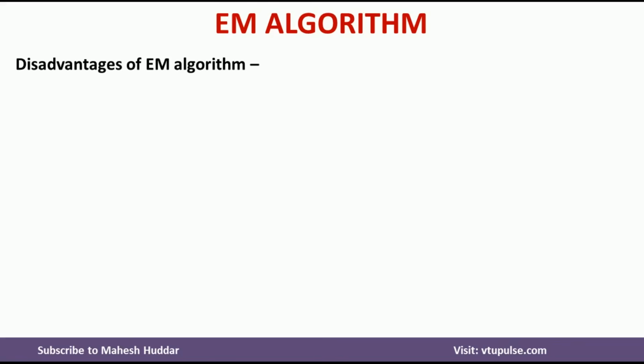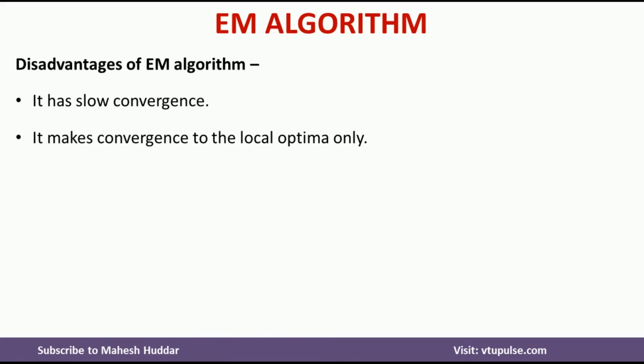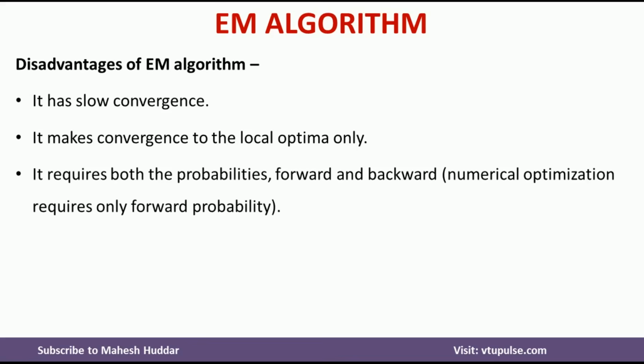Finally, we will understand the disadvantages of EM algorithm. It has slow convergence. The convergence of the algorithm happens very slowly. It makes convergence to the local optima only. There is no convergence with respect to global minima. It requires both probabilities forward and backward for convergence. These are the disadvantages of EM algorithm.